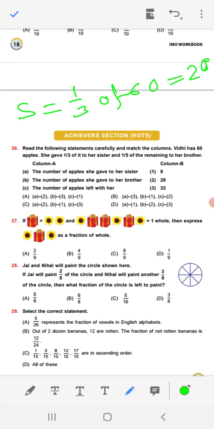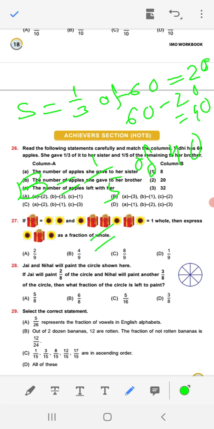Now, and 1/5 of the remaining. How many remain now? Total 60 apples were there, 20 went to her sister. So how many remain now? 60 minus 20, that is 40 remains. Now 1/5 of the remaining to her brother. So her brother got 1/5 of 40 remaining. That is 40 divided by 5, that is 8.